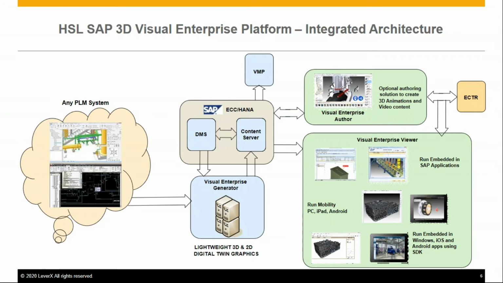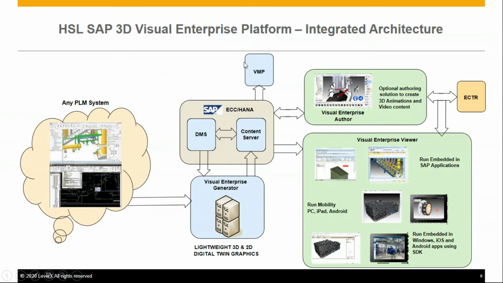And when I say lightweight, as we know, CAD data is very, very heavy. And this Visual Enterprise Generator takes anywhere from 95 to 99% of the weight out of the CAD file in the synchronized digital twin file, which is very powerful. It allows us to view enormous amounts of master CAD data. And then if we keep going, once it's inside, the digital twins are stored inside ECC or HANA.